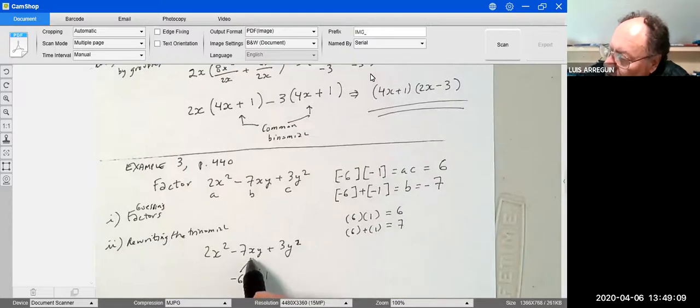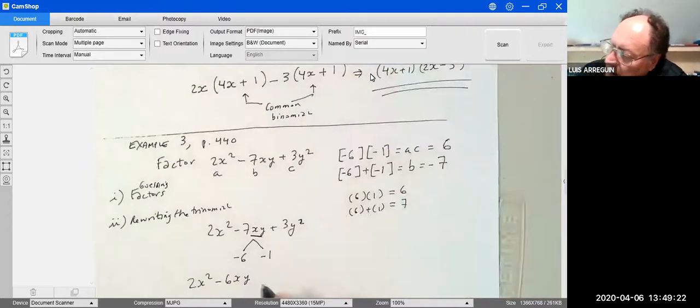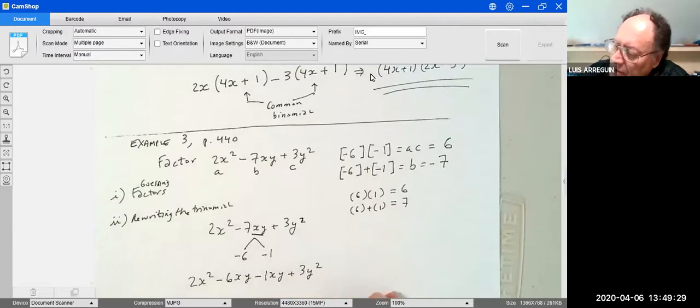And then you just pay attention to the variable. So you need to attach the variable to these two numbers. So you're going to write 2x squared minus 6xy minus 1xy plus 3y squared. So this is the way that we rewrite the trinomials, by breaking the middle term. So finally we're going to do factor by grouping, and with that we're going to finish.